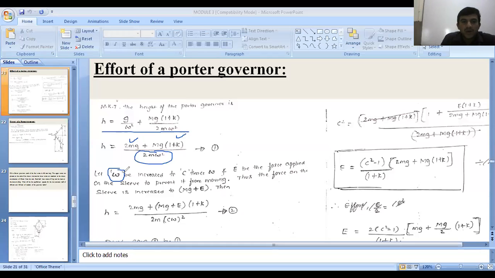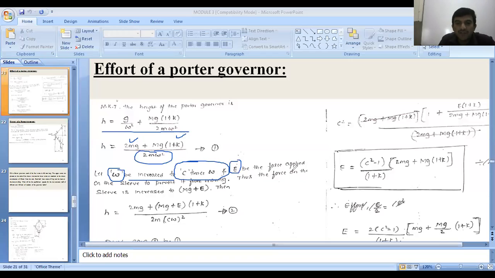Now consider the initial equilibrium speed of the governor is omega. Whenever the speed increases or decreases, only then does the sleeve move upward or downward. If its speed increases, the sleeve moves upward. If its speed decreases, the sleeve moves downward. Now let omega be increased to c times omega. If the angular velocity of the governor shaft increases to c times omega, then some amount of force will resist the movement of the sleeve.